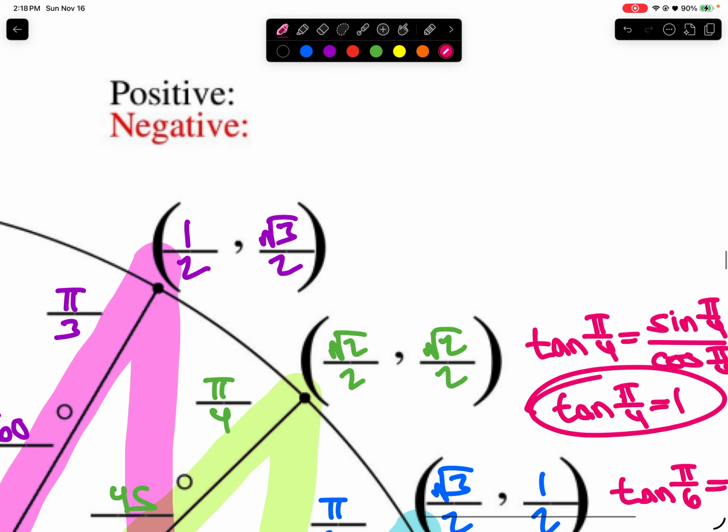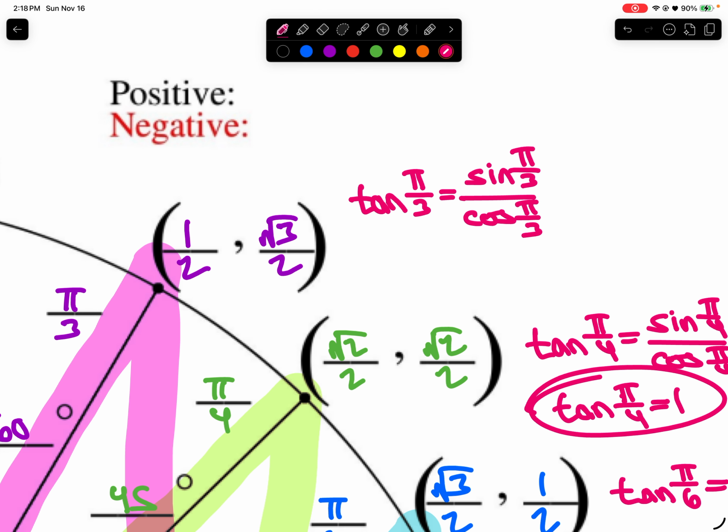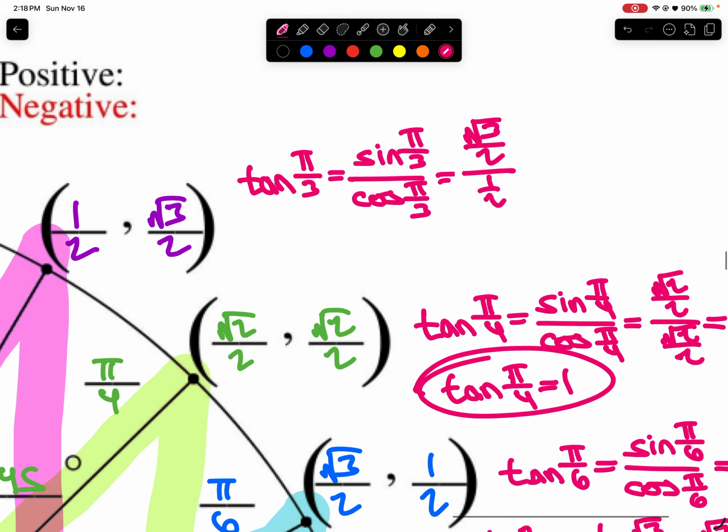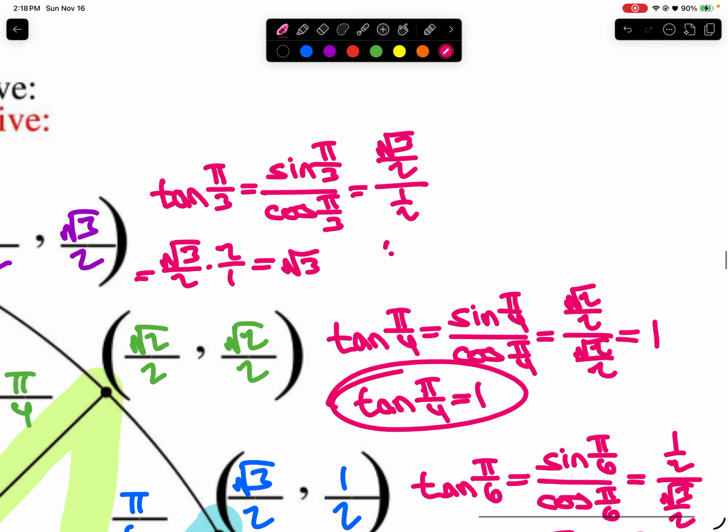Okay, and then the next one. So now we're going to do tangent of pi over 3. So once again, that is sine of pi over 3 divided by cosine pi over 3. So that means we're going to have root 3 over 2, all divided by 1/2. Then we're going to multiply by the reciprocal. So root 3 over 2 times 2 over 1, which is just going to give us root 3. So tangent of pi over 3 is just root 3.